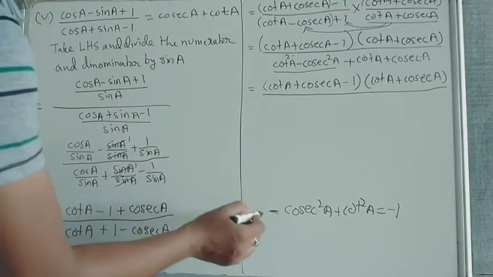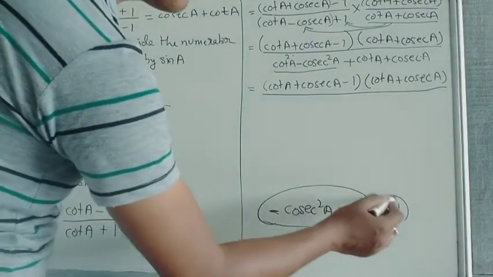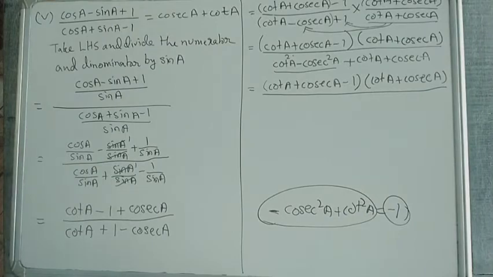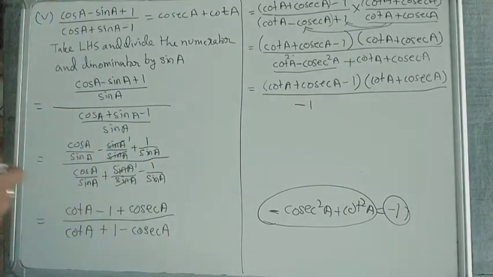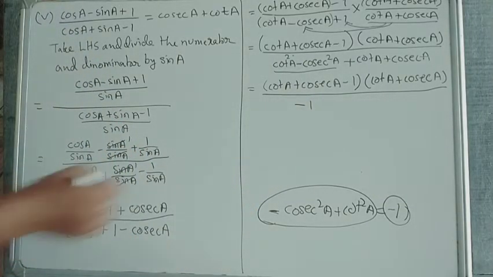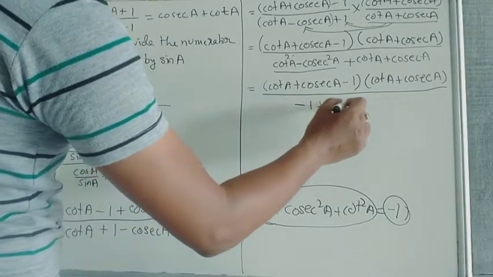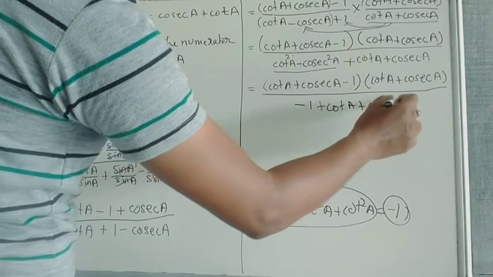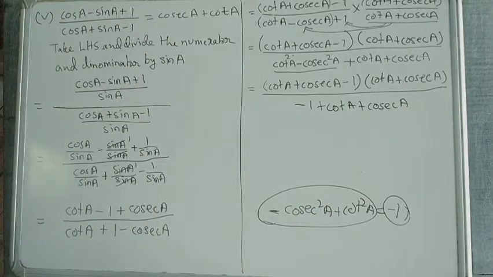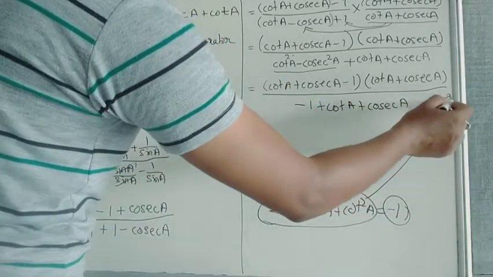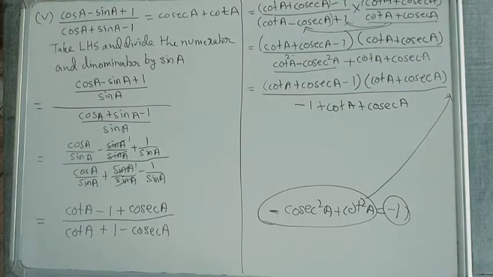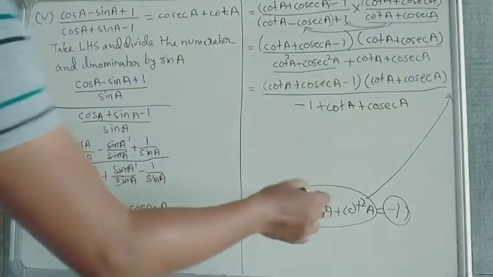So this whole thing, our answer now, is minus 1. Okay, so this whole thing will become minus 1, plus cot A plus cosec A. So this part you will write somewhere here, right? Okay, you will write this here. I don't have place to write, but you will write here. Okay, so in the bracket you can write this part.